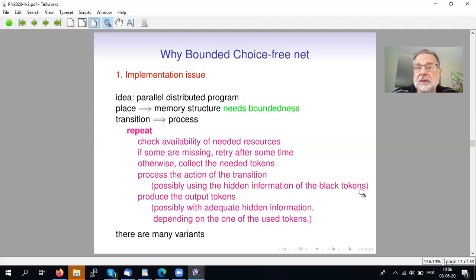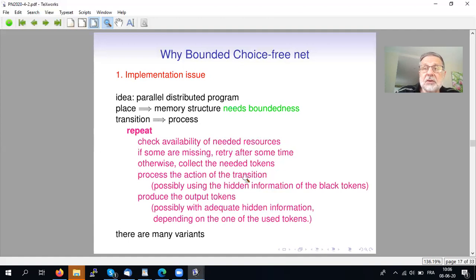Otherwise, it may happen that these tokens carry some information that may be used, for instance, during the action. Afterwards, we may produce the output tokens, again, possibly with some hidden information, depending on the used tokens. There are many variants. For instance, we may combine the production of tokens with the action of the transition. It's not necessary to wait for the end of the action before outputting the tokens. That means that we may consider that outputting the output tokens is part of the action of the transition.